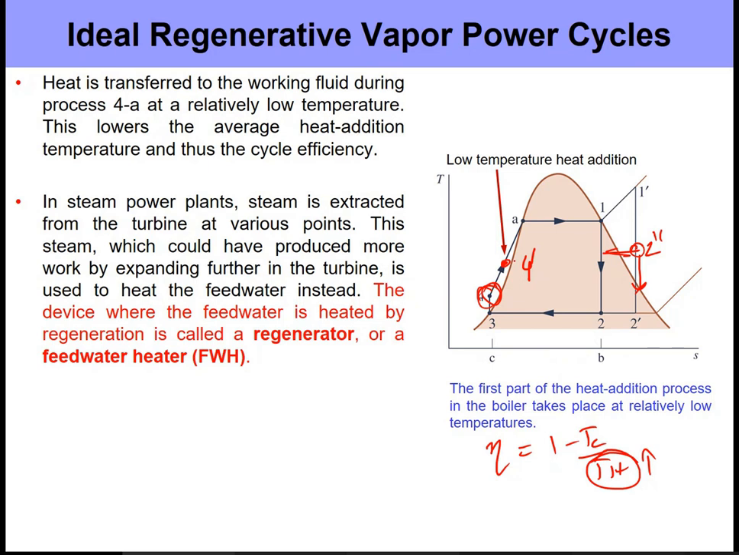Why do we want to do that? Because we want the inlet to the boiler to be at a higher temperature. Okay, again to increase Th and increase the efficiency. So if you look at it, what we are actually doing is, by not making all the steam expand within the turbine, we are reducing the net work output of the turbine.